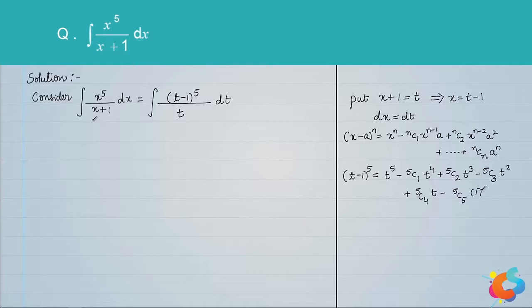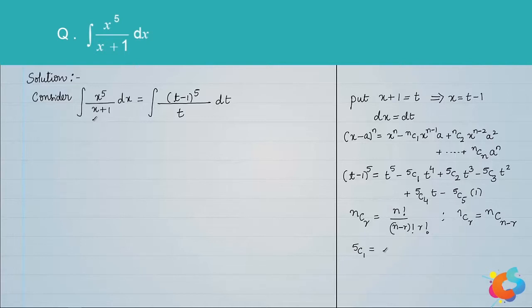We will get t power 5 minus 5C1 t power 4 plus 5C2 t cube minus 5C3 t square plus 5C4 t minus 5C5 into 1. We can stop here. Now what is 5C1, what is 5C2 and 5C3? We know that nCr is equal to n factorial by (n minus r) factorial into r factorial. And also we know one of the beautiful properties of combination: nCr can be written as nC(n minus r). So from these two properties we'll get the standard values of 5C1, 5C2 and so on.